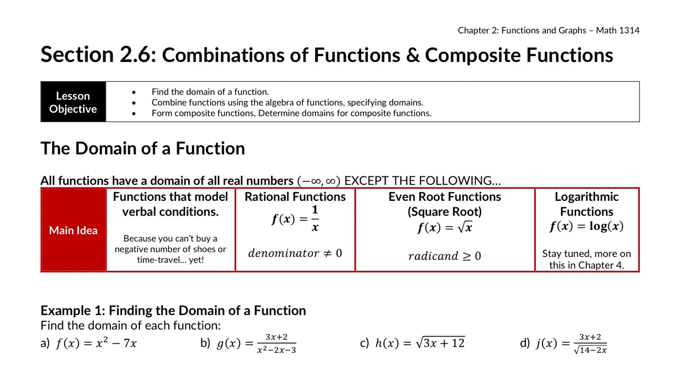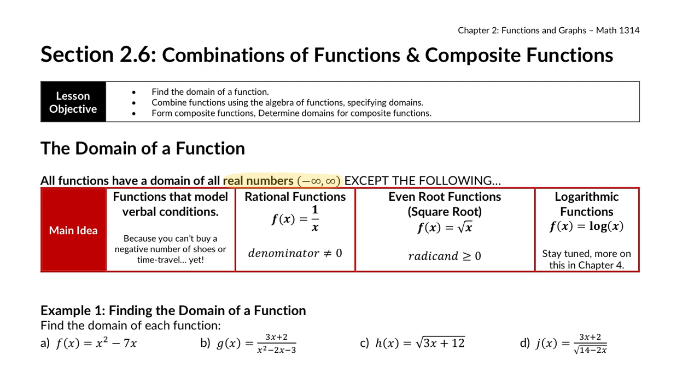Most functions have a domain of all real numbers, except for the following problems. Number 1, functions that model verbal or real-life conditions are going to have restrictions to the domain. If the problem is talking about selling shoes, you can't sell a negative number of shoes. So there are some restrictions on the domain when the things are representing real stuff in real life.